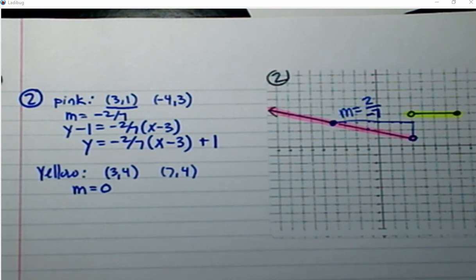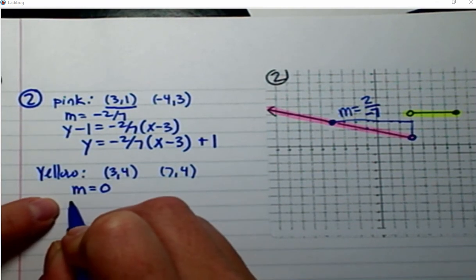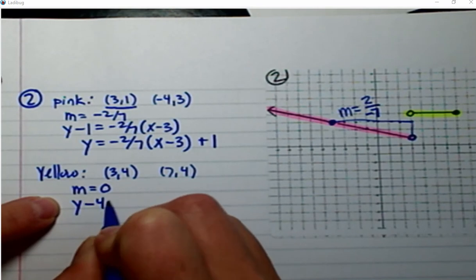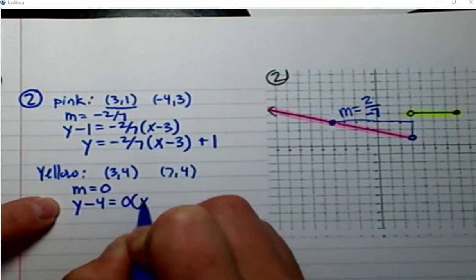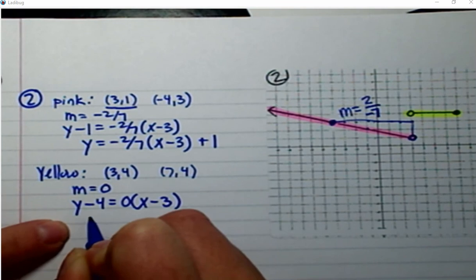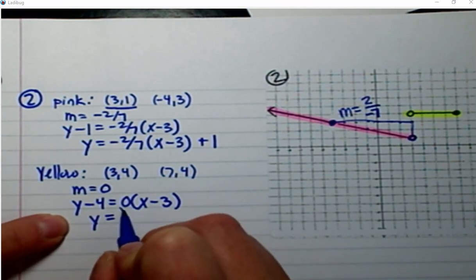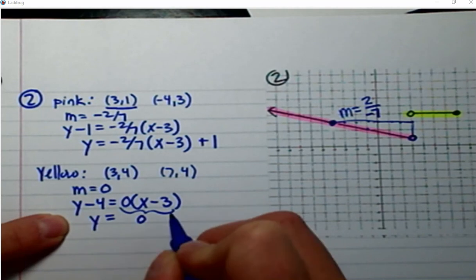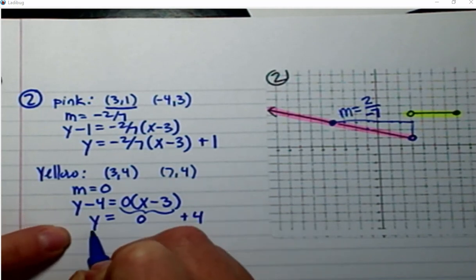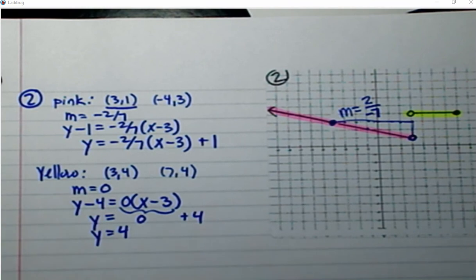Horizontal lines, you can still use this format if you want. Y minus y1 equals slope times x minus x1. This one, however, I am going to multiply. 0 times anything is 0. And then I end up with a +4. And I get just y equals 4.